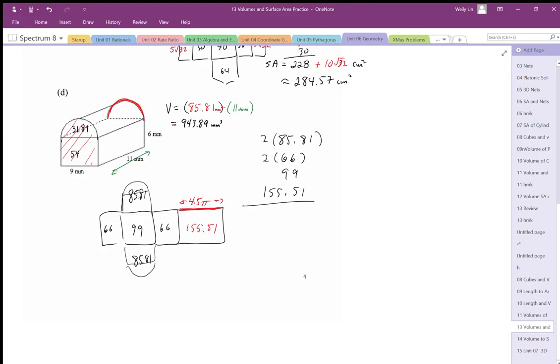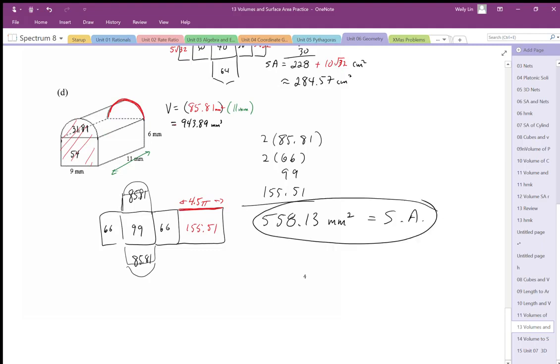Okay, so adding that all up, just going to do this all on my calculator. Okay, so I'm getting 558.13 about millimeters squared in surface area. There's my surface area.